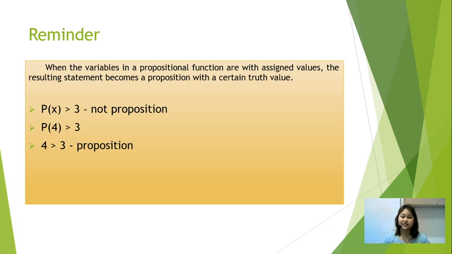The truth value of 4 greater than 3 is true, since 4 is really greater than 3. But if we put P of 2, or 2 is greater than 3, then the truth value will be false. Okay po. Kasi po, magiging true siya since the given is 4 greater than 3, magiging true po siya if the value of x is mas malaki or higher, greater than 3. If it's less than 3, then the truth value will be false.